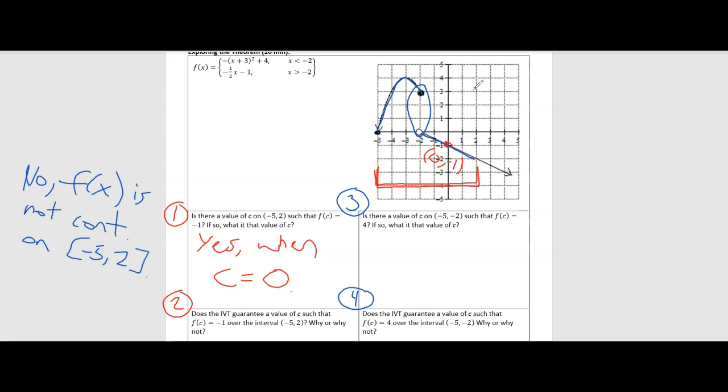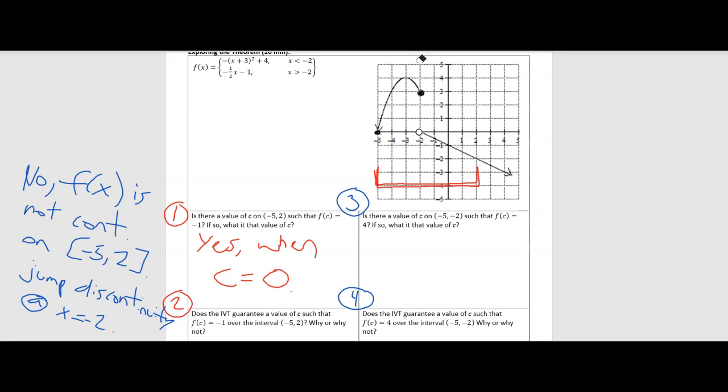If you wanted, you could also say it's discontinuous, or you could be even more specific. We'll say jump discontinuity at x equals -2. But you don't have to go that far. You can just merely say that f of x is not continuous on the closed interval, thus the IVT cannot be used. Let's look at number 3. It says, is there a value of c on the open interval -5 to 2 such that f of c is equal to 4? And then what is that value of c?